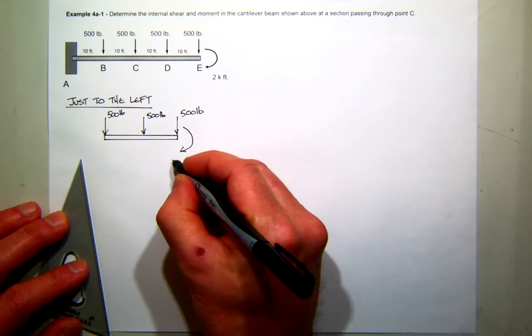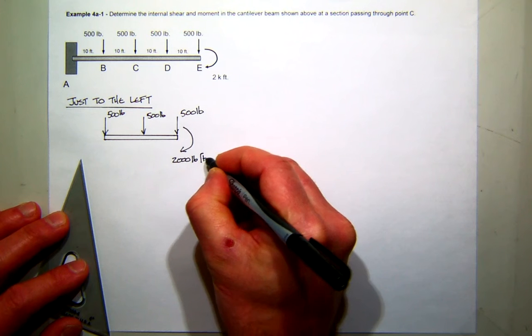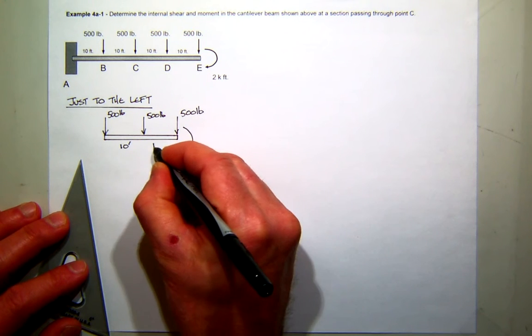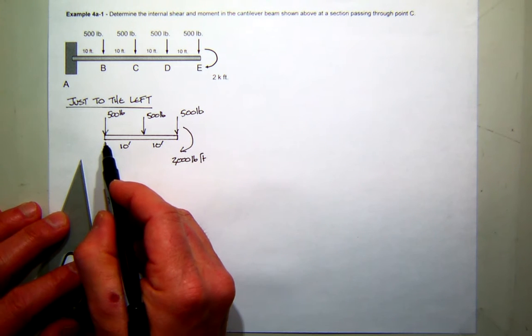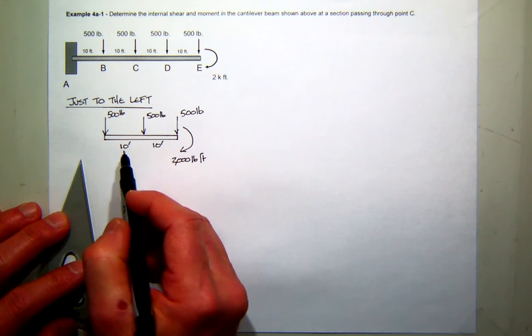I'm going to go ahead and turn that into 2,000 pound-feet, so all my units are the same. And then this will have dimensions of 10 feet and 10 feet. Again, that little sliver just to the left is really nothing that we can measure, so it doesn't affect the length.